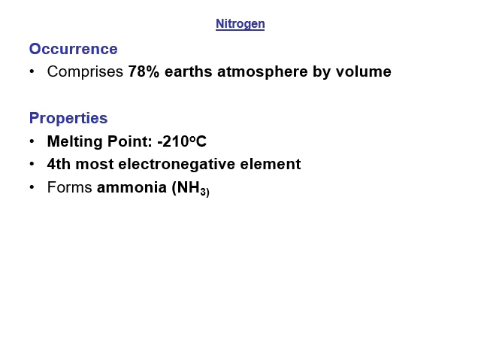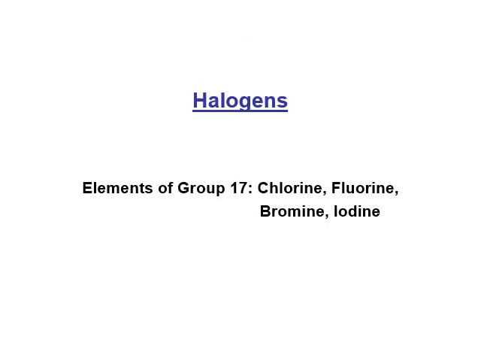So next up, we are going to look at the halogens. The halogens are the elements of group 17. If you look at the periodic table, there are 18 columns all the way across. The halogens are in the 17th column, right next to the noble gases, so they're one off from the very end. They include chlorine, fluorine, bromine, and iodine.